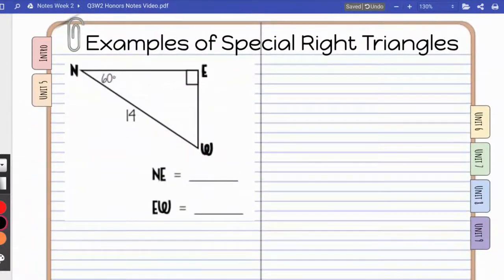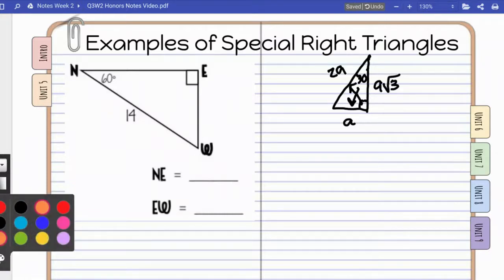All right, now let's look at 30, 60, 90 triangles. Remember we said anytime we have a 30, 60, 90 triangle, okay, this is our 30-degree angle, which makes this our short leg. That's going to be A. Remember we said our hypotenuse was going to be 2A. And then our longer leg was always going to be A square roots of 3.